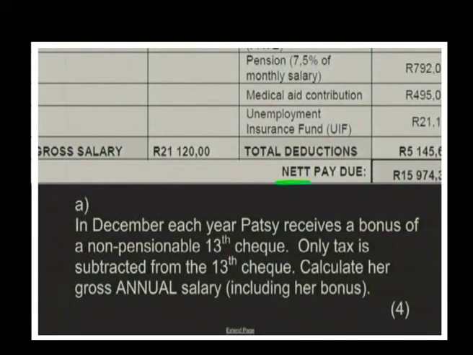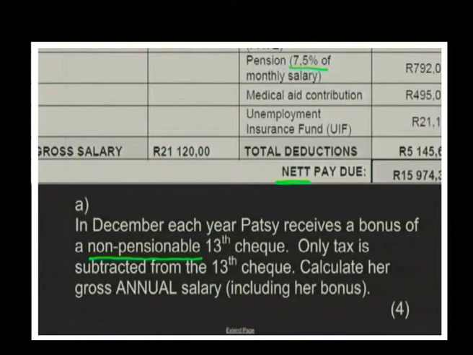In December each year, Patsy receives a bonus that is non-pensionable. Non-pensionable means that they do not deduct the 7.5% of her monthly salary. So it's non-pensionable means she gets the entire amount without the deduction. 13th cheque. Only tax is subtracted from the 13th cheque. So now calculate her gross annual salary, including her bonus.